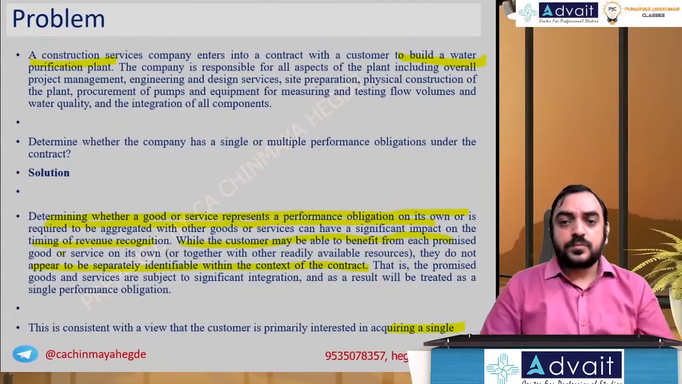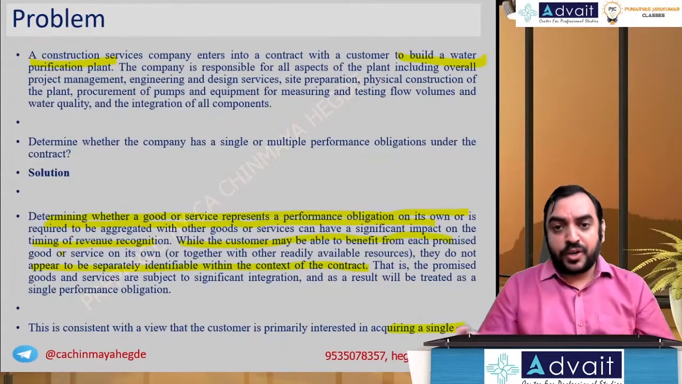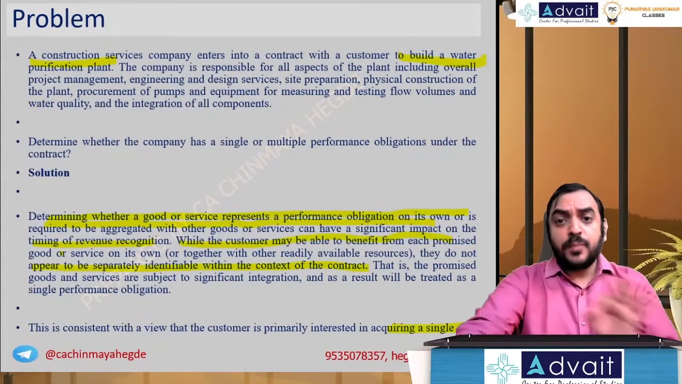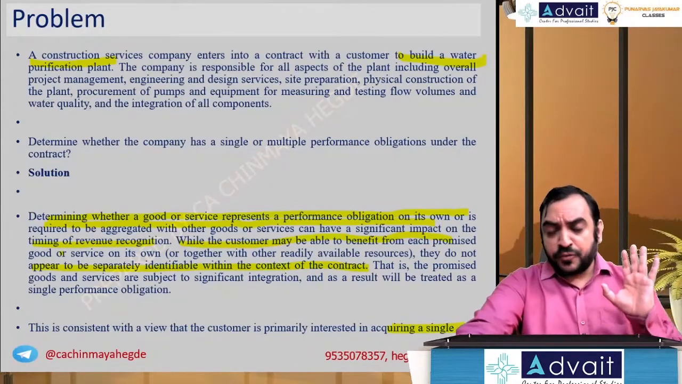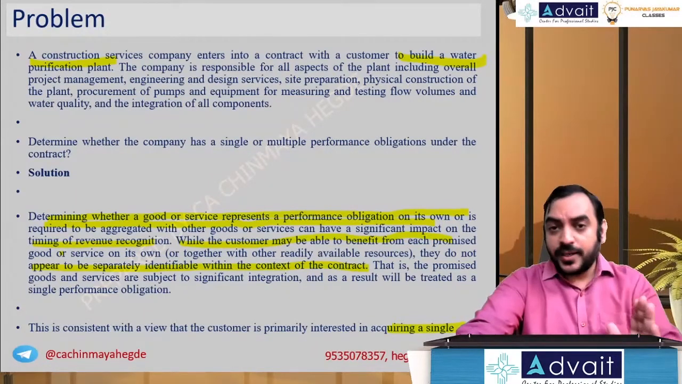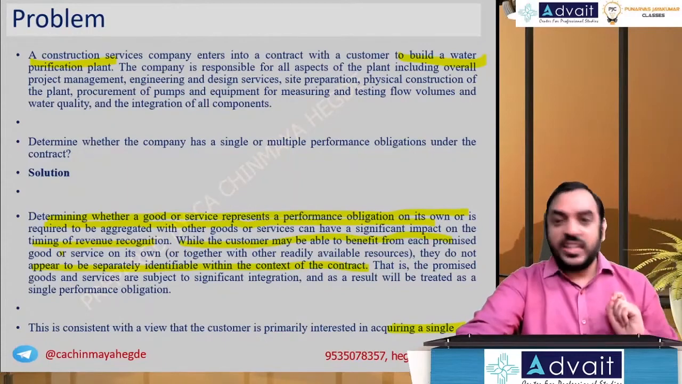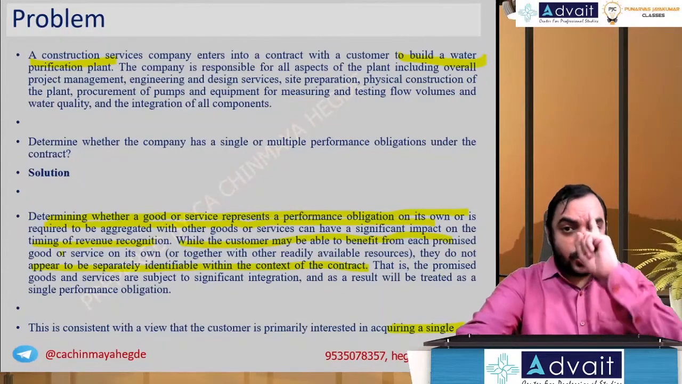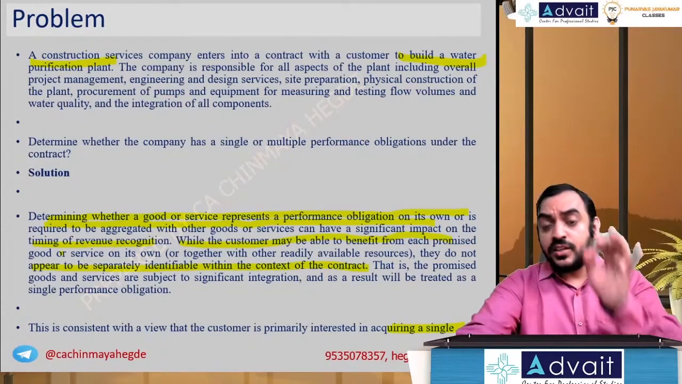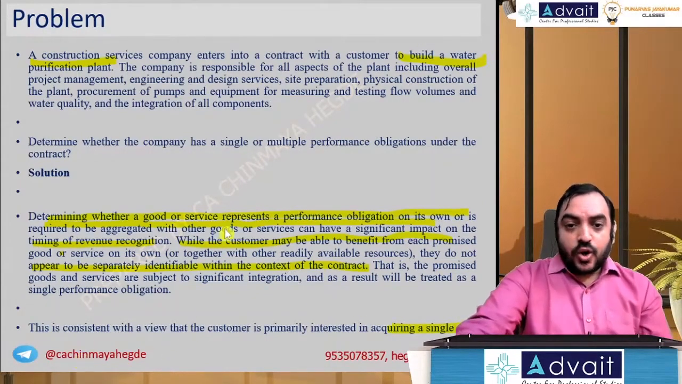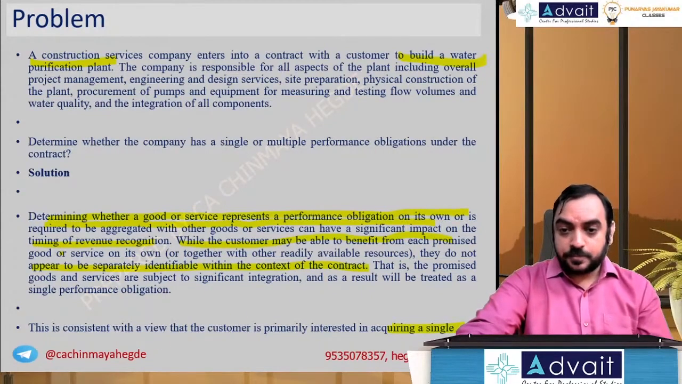So the entire contract will be one performance obligation, maybe satisfied over a period of time, but that depends on the other terms. But purely from the performance obligation point of view, these individual components are not separate. They are one performance obligation because the expectation of the customer is to get a water purification plant, which has so many components, but the expectation is to get one product. So a single performance obligation, that is, build a water purification plant. Okay, let's go to the next one.